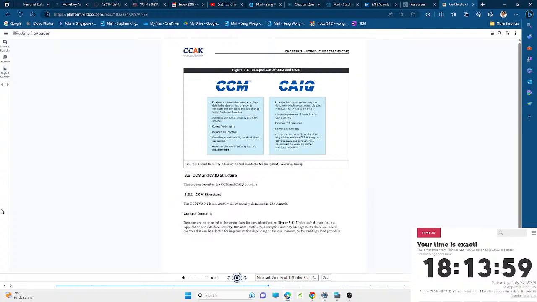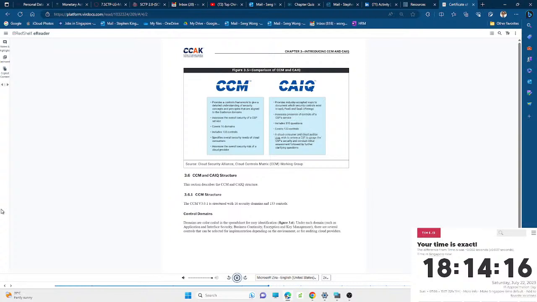Assesses the overall security of a CSP service. Covers 16 domains. Includes 133 controls. Specifies overall security needs of cloud consumers. CAIQ assesses the overall security risk of a cloud provider. Provides industry accepted ways to document which security controls exist in IaaS, PaaS, and SaaS offerings. Assesses presence of controls of a CSP service. Includes 310 questions. Covers 133 controls.